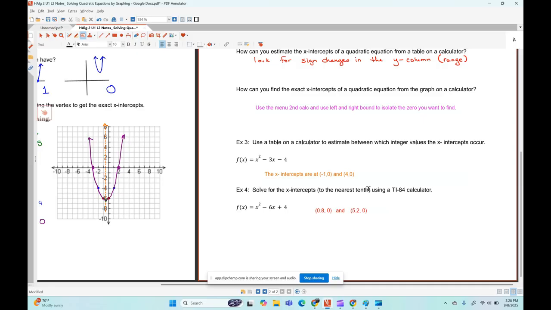All right, so that is the end of our lesson on using graphs to find x-intercepts. And join us for the next lesson in which we will use factoring to find the x-intercepts.